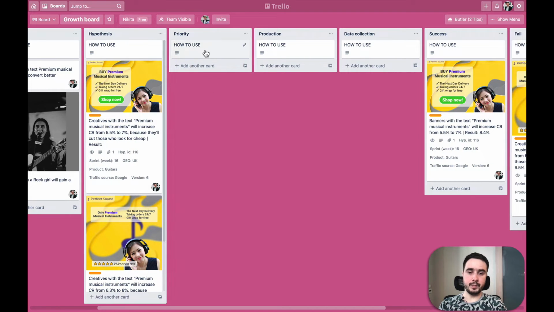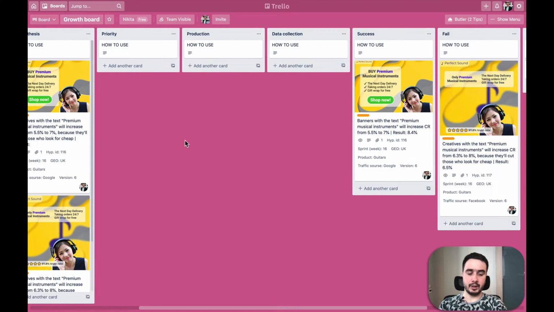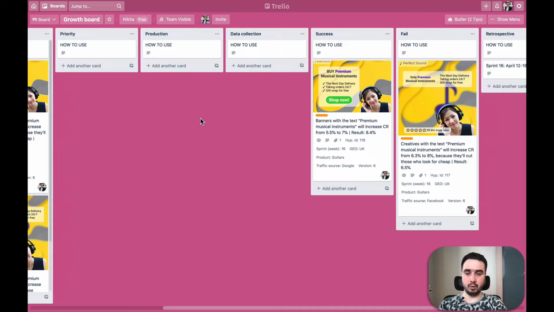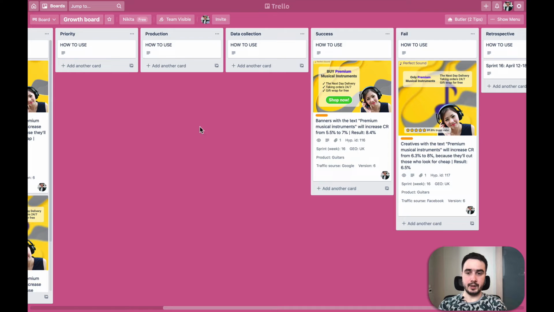So let's say that you picked 10 hypotheses, but then you understand that you don't have enough resources to test all of them. You should just rank them over here, and people who will create banners, who will set up your advertising campaigns, will pick them from this column and add to production. So when a card is in this production column, this means that someone is doing things to make it happen, to run this test, to test this hypothesis.